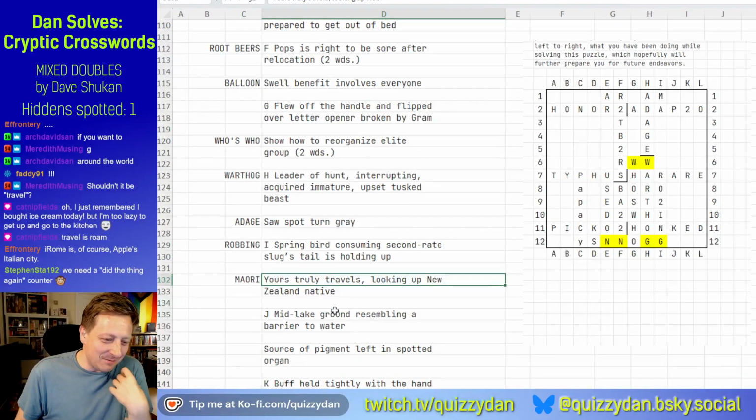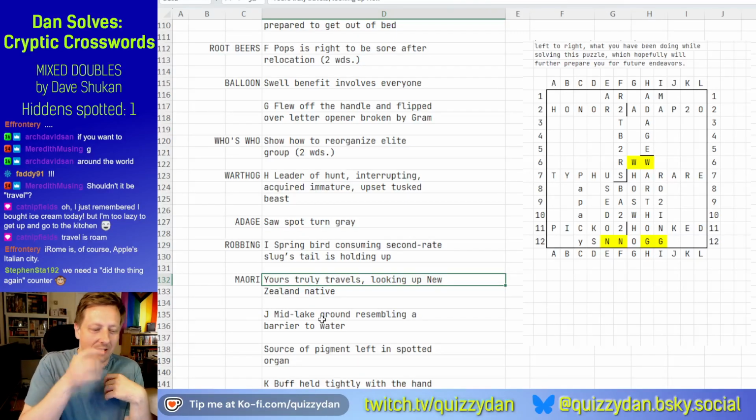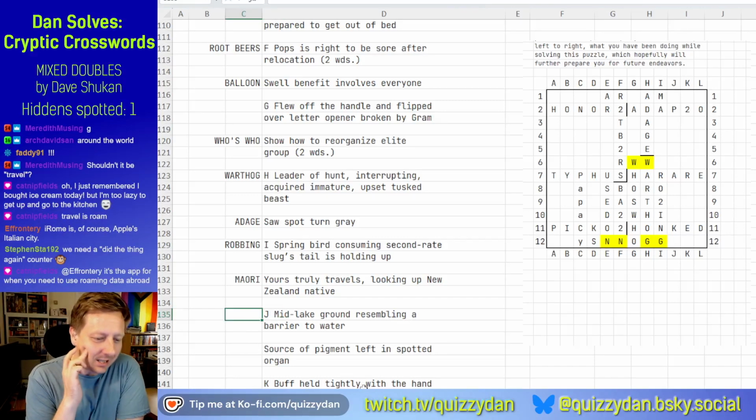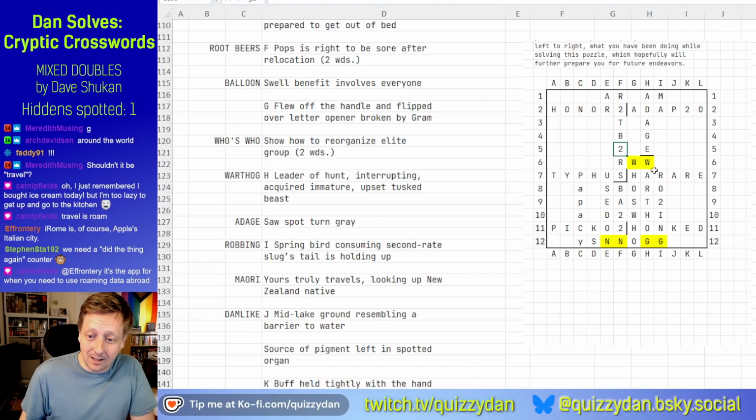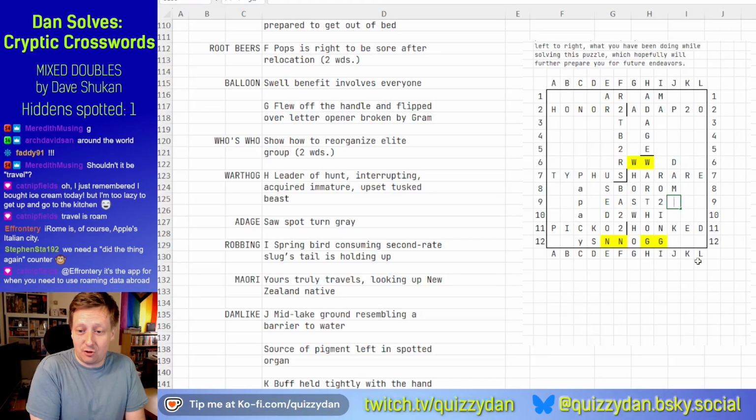Mid-lake ground resembling a barrier to water. Dam-ish. Looks like a dam is damish. Mid-lake ground. So anagram of mid-lake then, and then resembling. So dam-like. Okay, yeah. There you go. Dam-like. That's your anagram of mid-lake. We can just put that straight in like that.